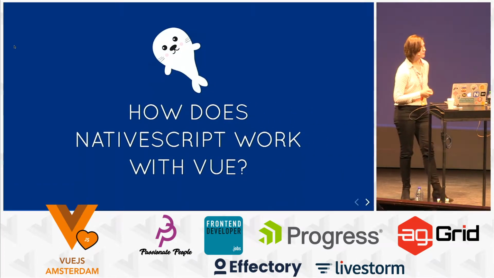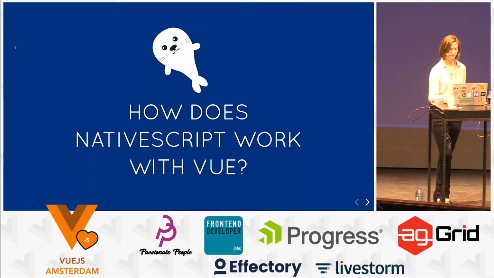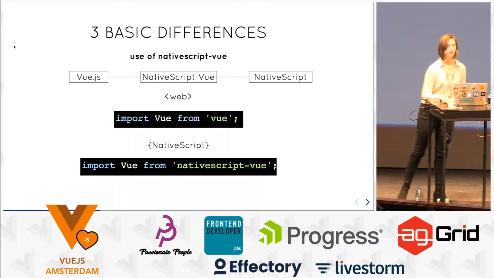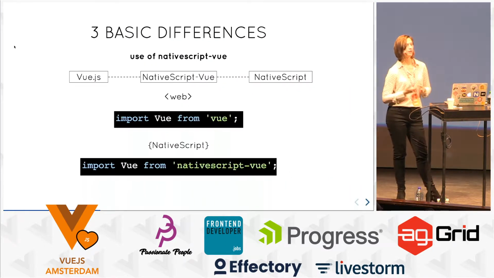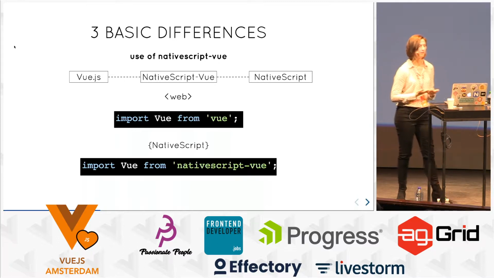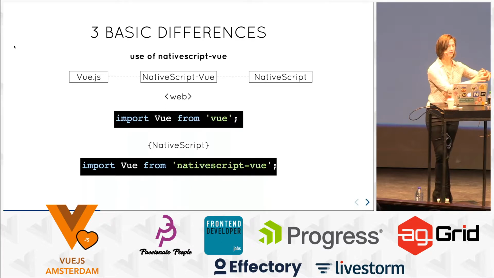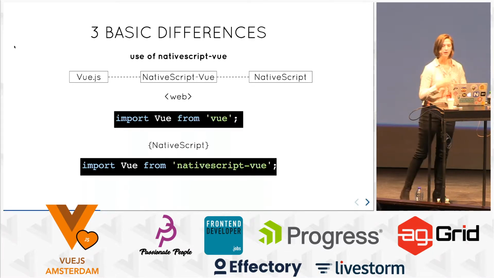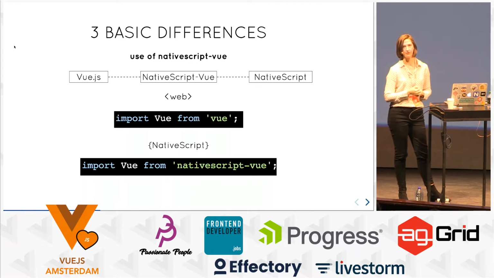Now, how does NativeScript work with Vue? Well, let's talk about it. So there are three basic differences. We're going to use a new plugin called NativeScript Vue. It's an NPM module, a plugin that basically allows your Vue code to interface with the NativeScript code. So it's sort of like an implementation of Vue that also accounts for NativeScript.